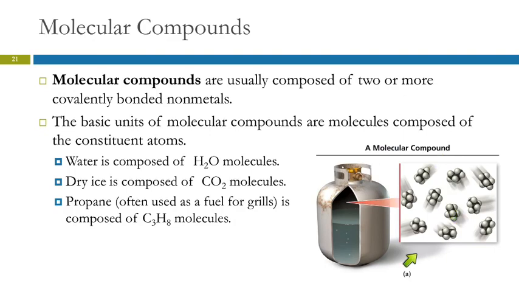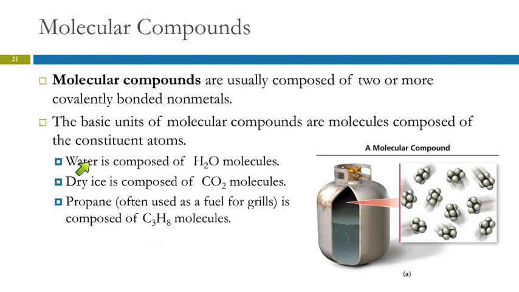The basic units of molecular compounds are molecules of the constituent atoms. Here we have an illustration of propane, which you might have on your back patio for the grill. These are propane molecules. They are discrete particles, all the same as each other. It's a molecular compound. The formula for the molecule is C3H8, 3 carbons, 8 hydrogens.